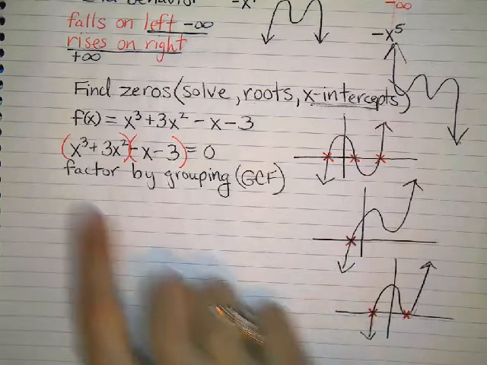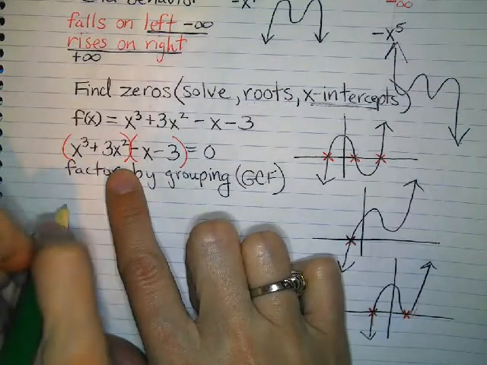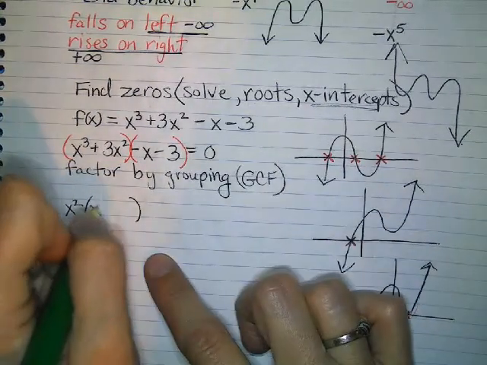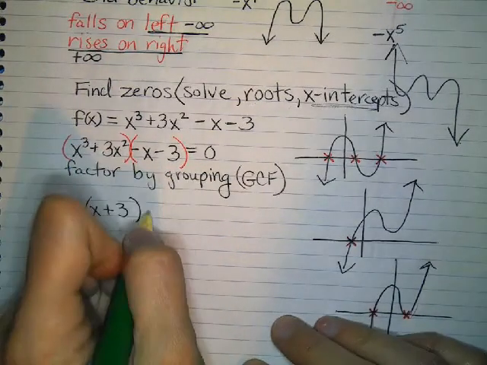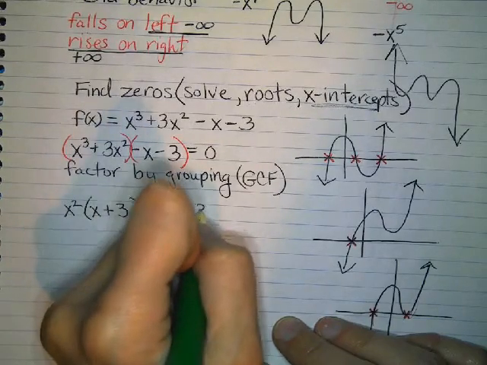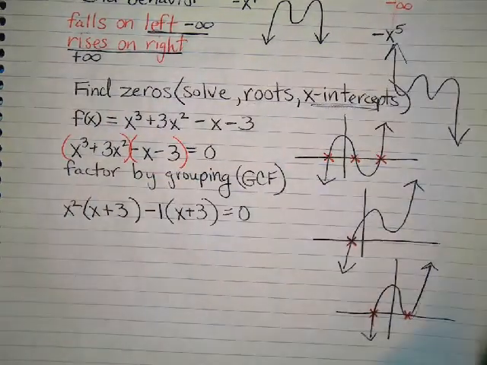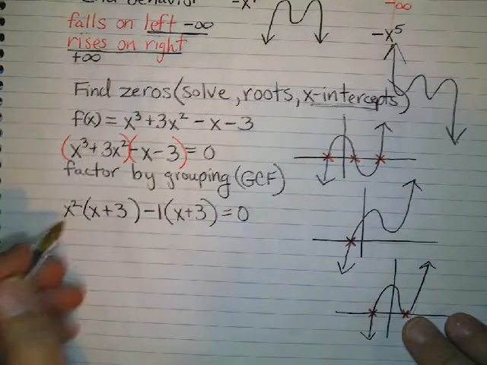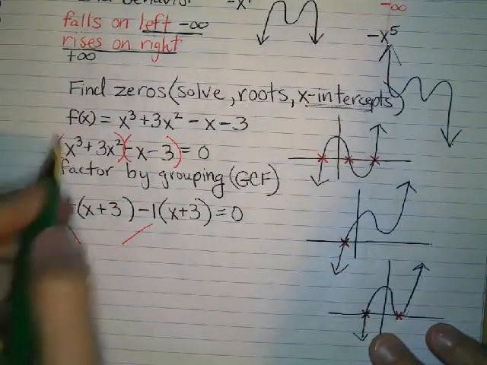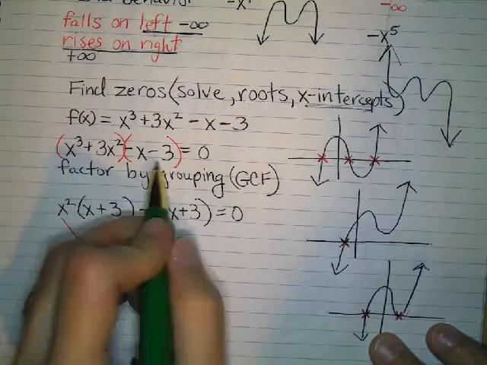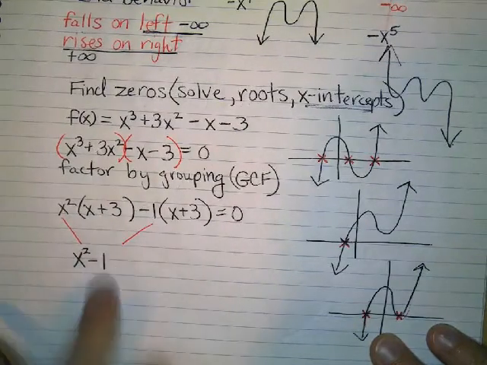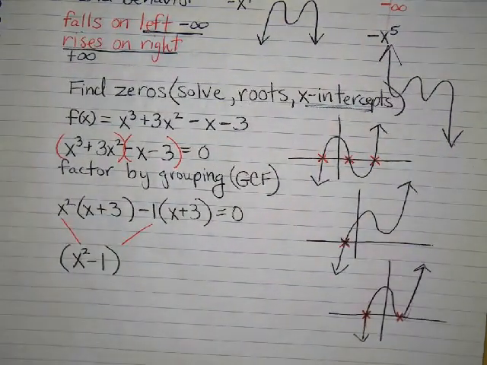GCF, greatest common factor. So the first pair has a greatest common factor of x squared. If I take out x squared, I would be left with x plus 3. Second grouping, oh, they're both negative. I could take out a -1, and then I'd have x plus 3. Factor by grouping is done like that, where you pull out something they have in common. Those things they had in common were x squared and -1. So you write down x squared minus 1. You put those greatest common factors together.